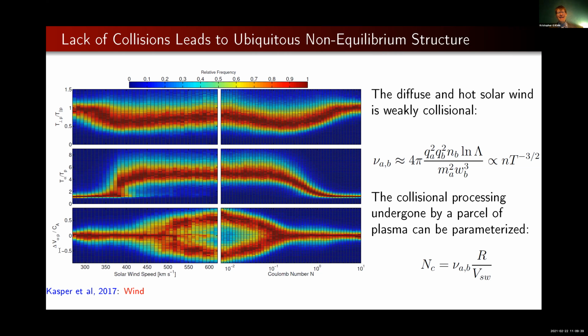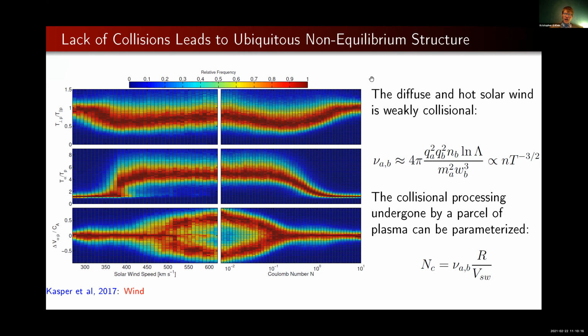So we've taken those decades worth of data and we've organized it, we've column normalized it as a function of two different parameters, either the solar wind speed or this other quantity that we refer to as the Coulomb number. This Coulomb number effectively parameterizes how much a particular parcel of plasma has been processed by collisions since some distant point in its past, effectively taking the Coulomb collision frequency or some proxy for it, multiplying it by the distance that parcel has traveled, and then normalizing by the solar wind speed.